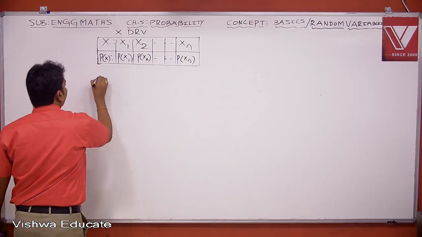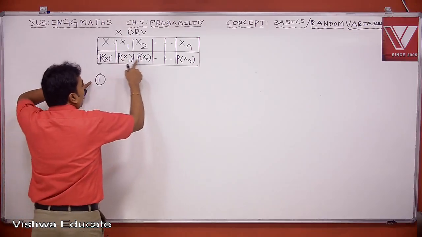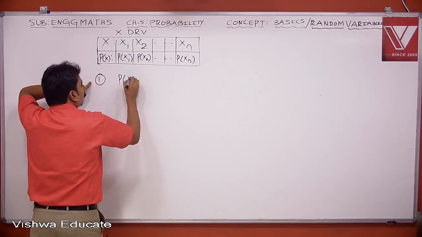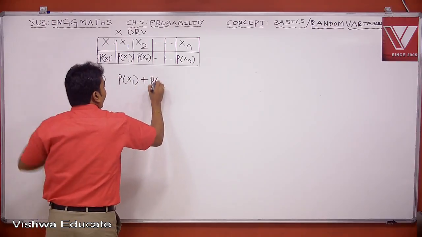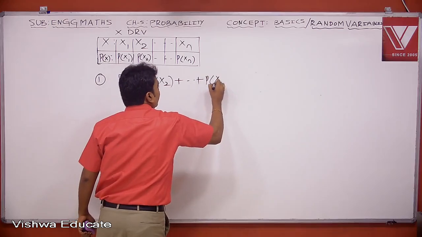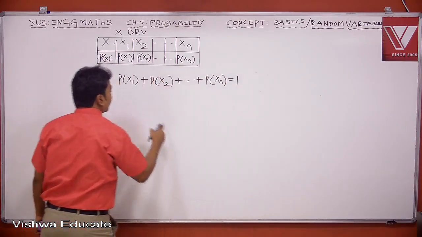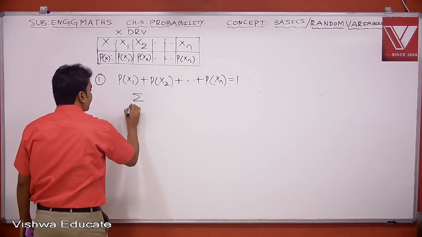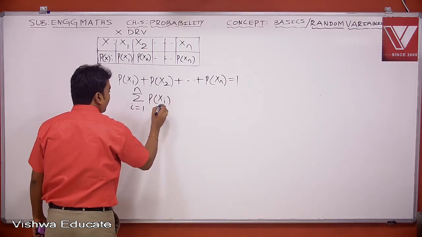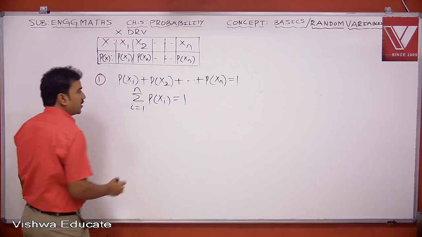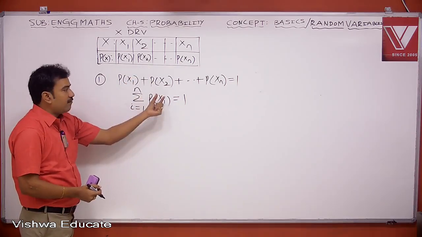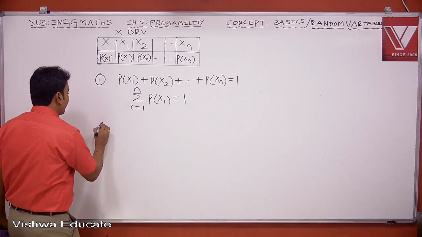Now point 1, add all these probabilities, the result is 1. That is p of x1 plus p of x2 plus and so on plus p of xn. This result will always be 1. So it is summation, that is sigma i equal to 1 to n p of xi, general sample point i. So therefore it is 1. The sum of all probabilities of a discrete random variable is always 1.